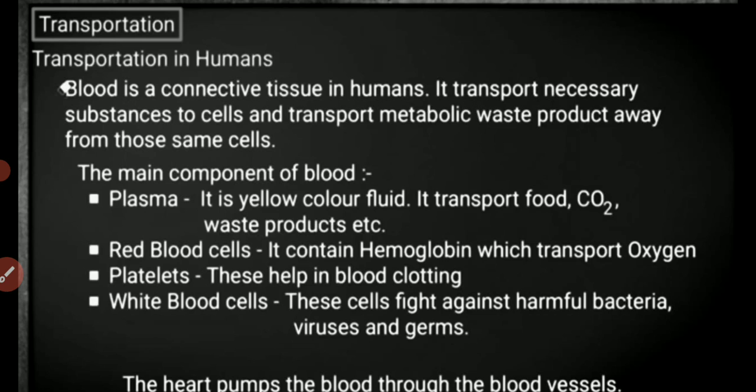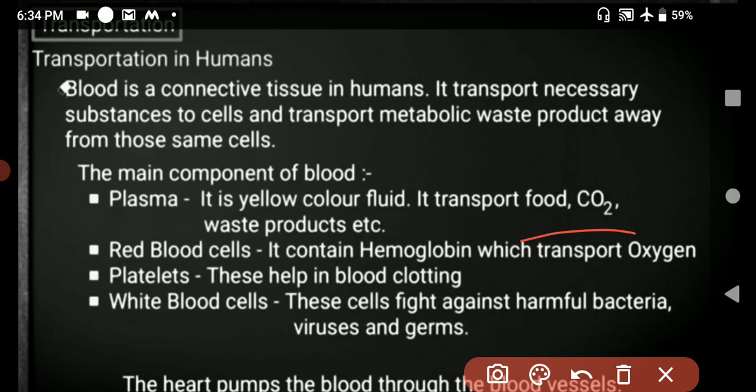The main components of the blood. Now the next is main components of the blood. The very first is plasma. It is a yellow color fluid. This is also a fluid which is yellow in color. It transports food, CO2, that is carbon dioxide, waste product, etc. This yellow color fluid, which is the component of the blood, is responsible for the transportation of the food, carbon dioxide and waste product, etc.